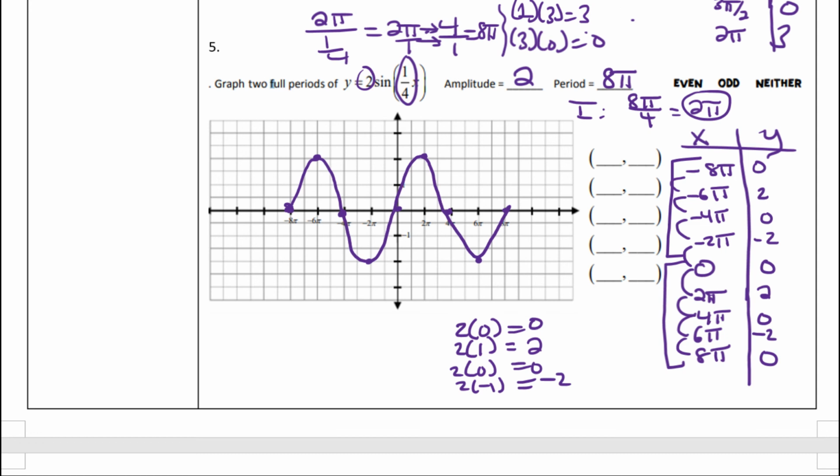All right, and there's our function. Again, it's symmetric about the origin, so it is odd.